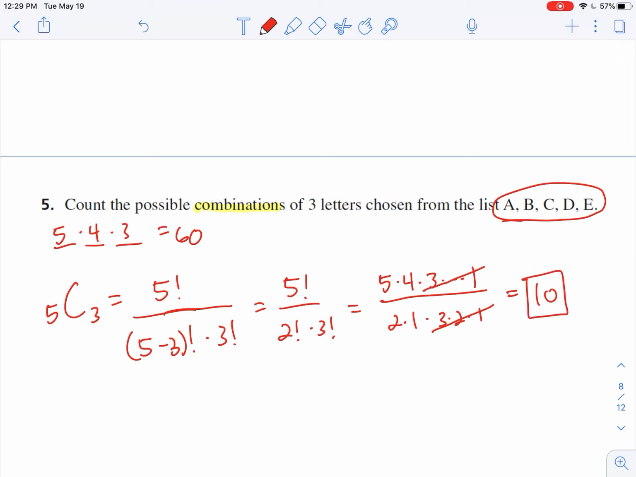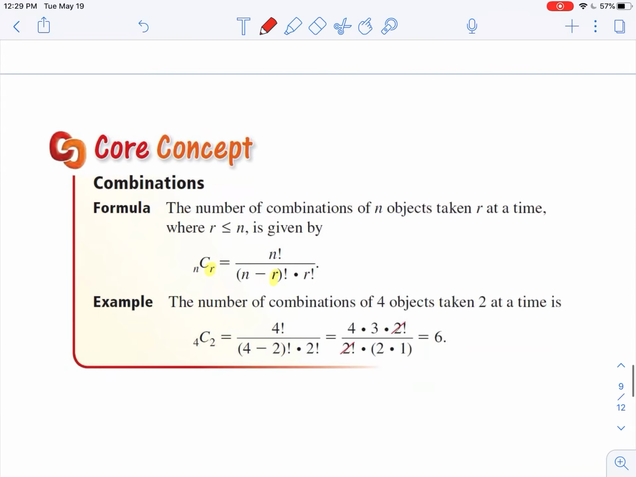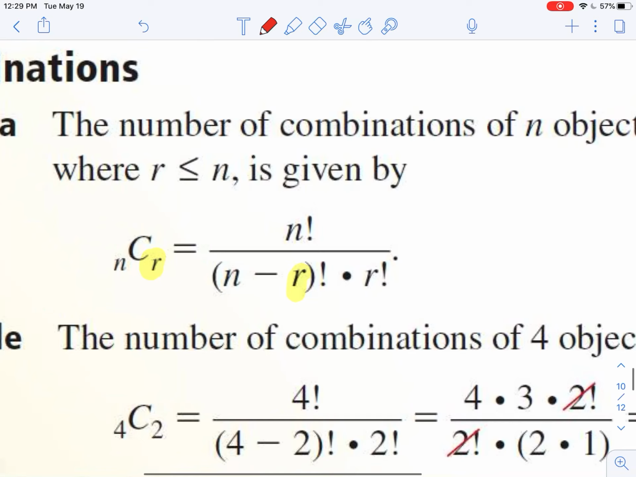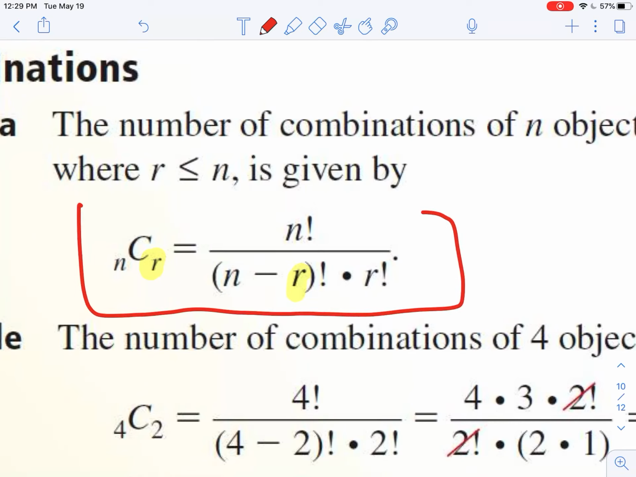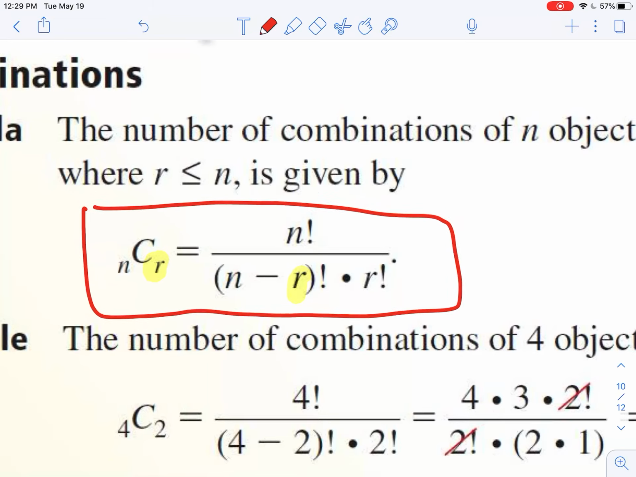So that is the formula that we're going to want to use. We're going to want to make sure that we have this formula written down. Put this into your notes. We'll be using this quite a bit in this section. Okay, let's keep moving then.